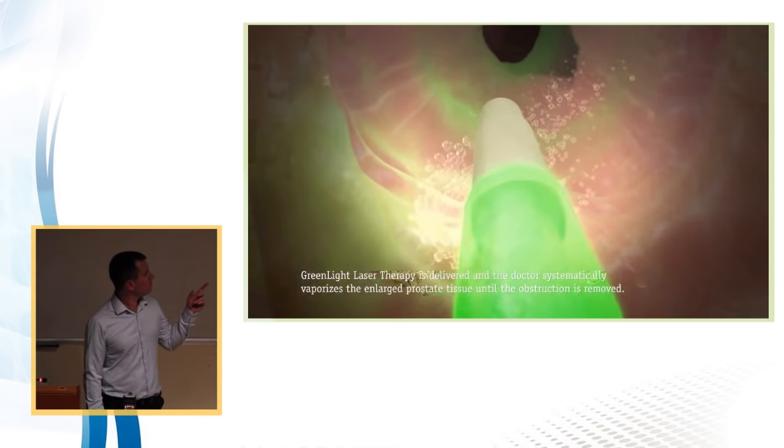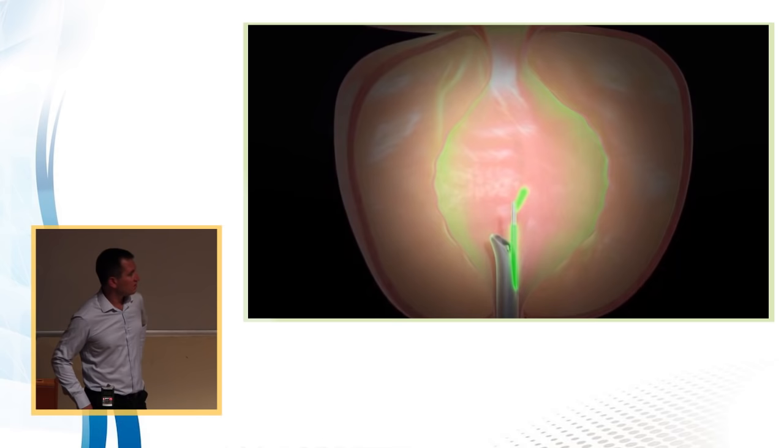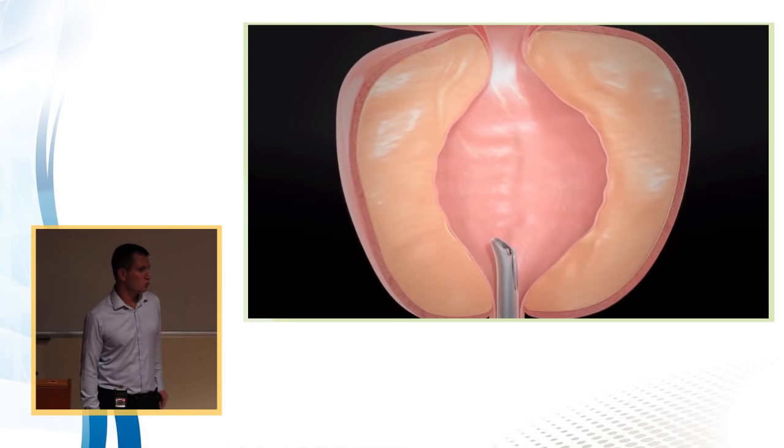As you see, with all the bubbles, this procedure is done while there is irrigation through the system so that everything can go smoothly. And of course, the fiber is inserted into the cystoscope and guided with the cystoscope, and there is a camera.